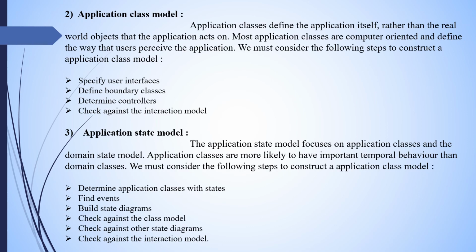Next one is application class model. Application classes define the application itself rather than the real world objects that the application acts on. Most application classes are computer oriented and define the way that users perceive the application. We must consider the following steps to construct an application class model: specify user interfaces, define boundaries of the classes, determine controllers, check against the interaction model.